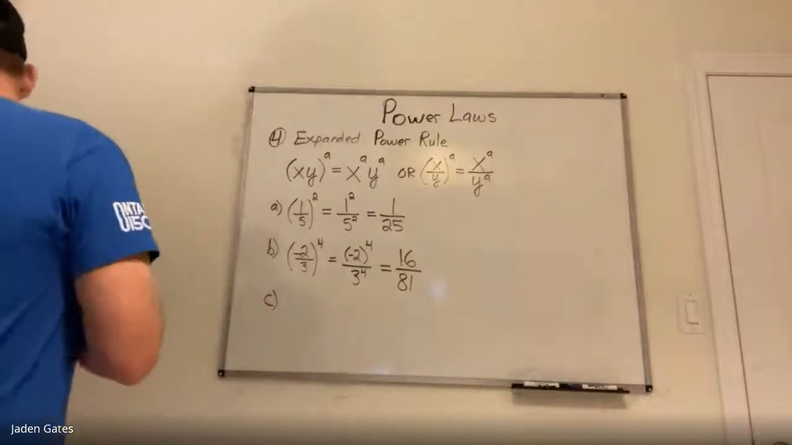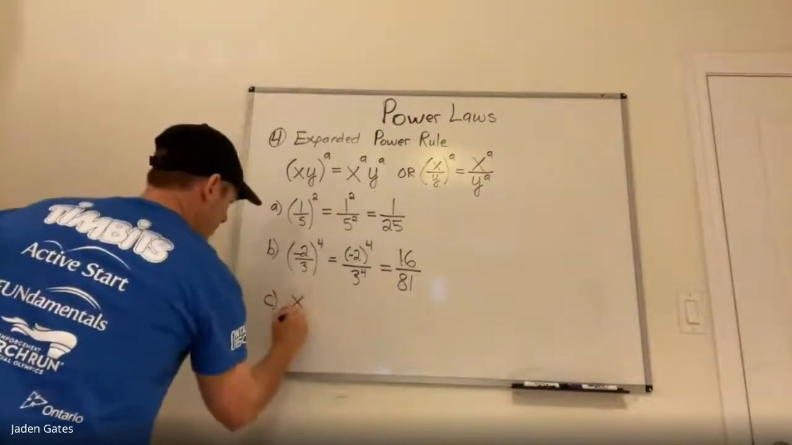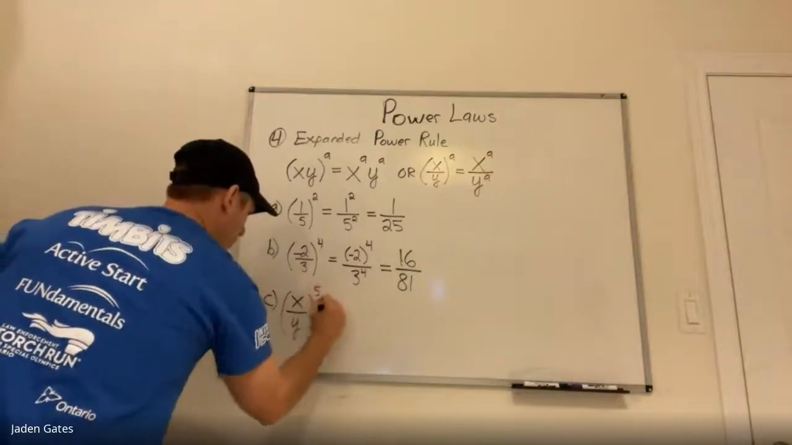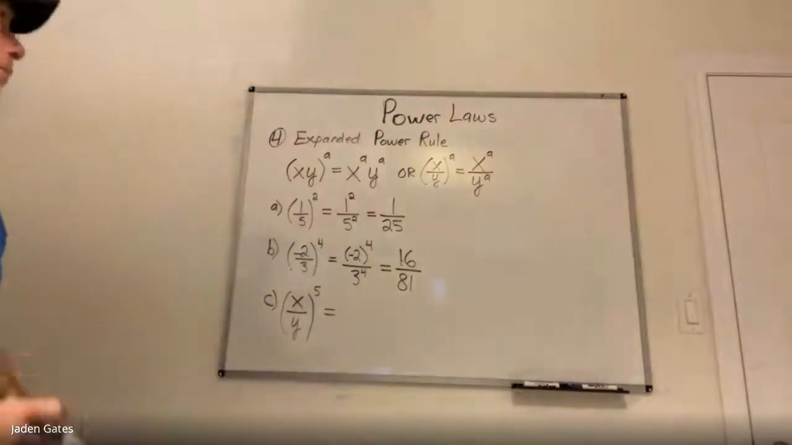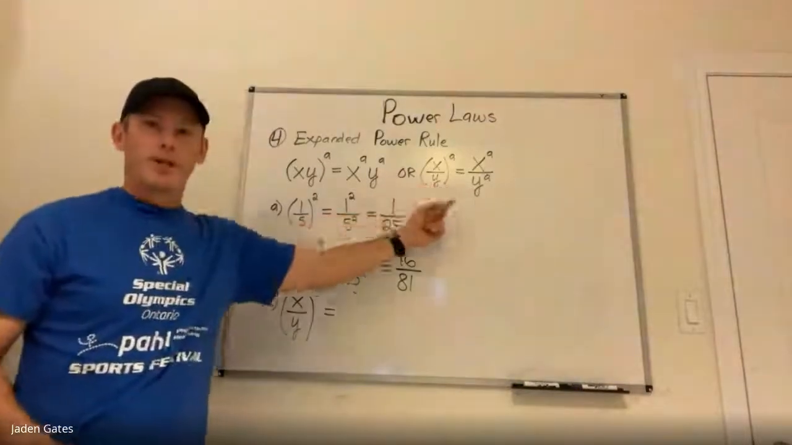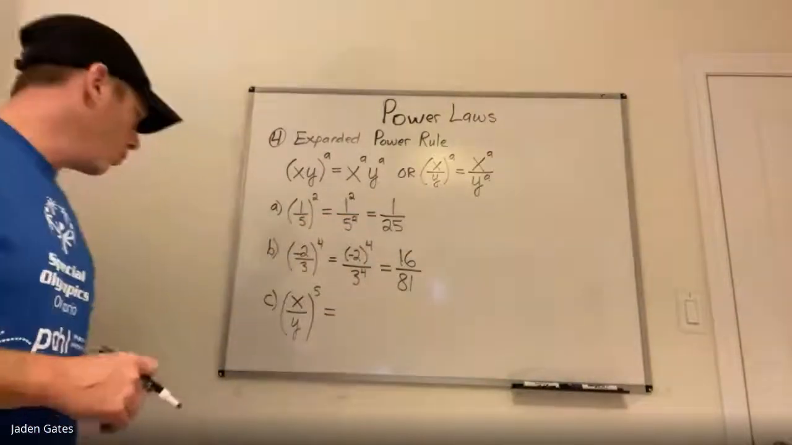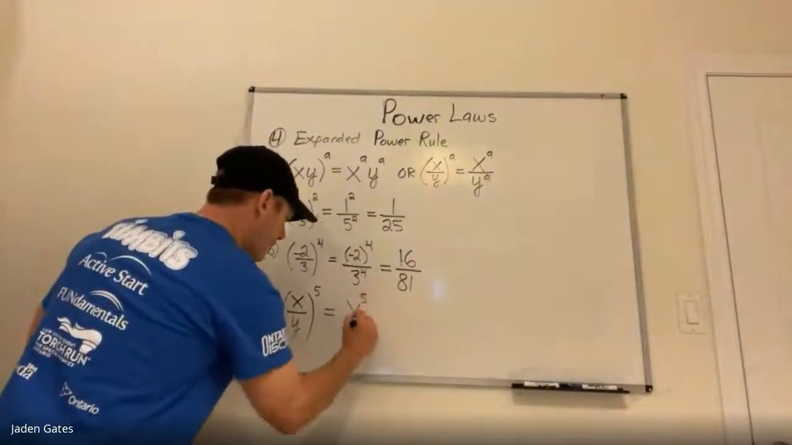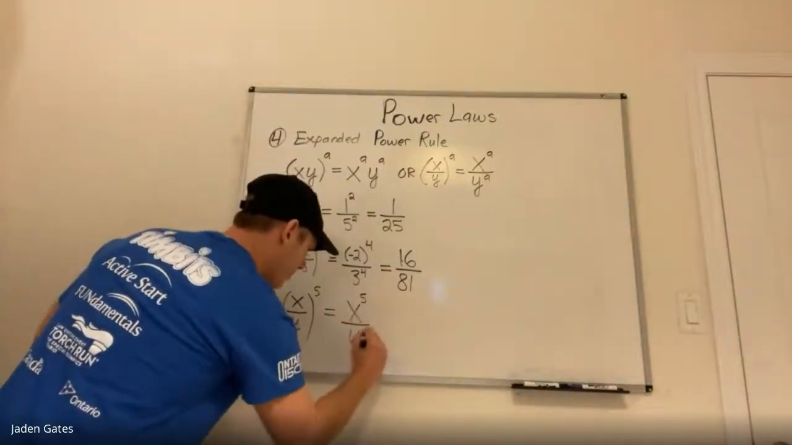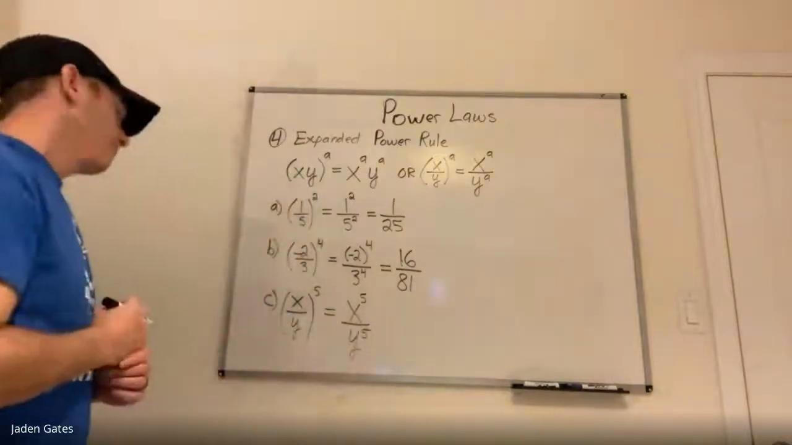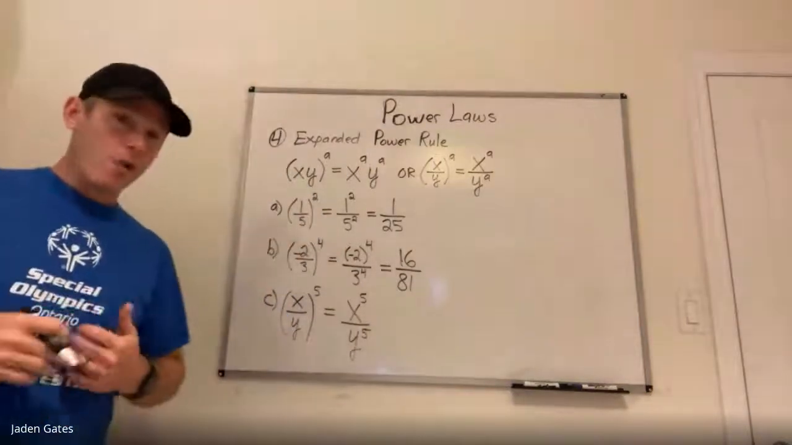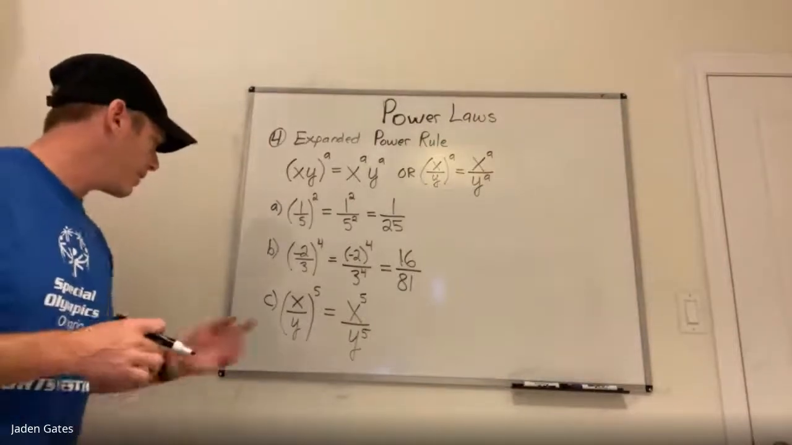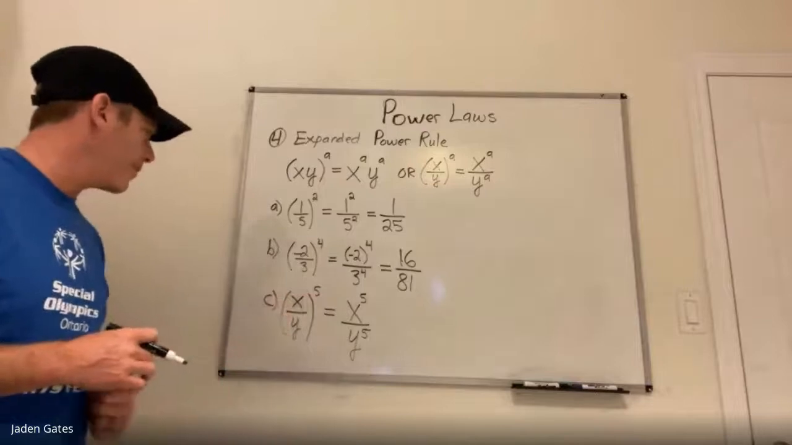All right, let's see here. C. We've got something like x divided by y to the power of 5. Well, that's just like our definition here. So what I'm going to do is apply the exponent of 5 to both the x and to the y. Because x isn't a number and y isn't a number yet, that's as far as I can go. So I just applied again the exponent to both the numerator and the denominator.